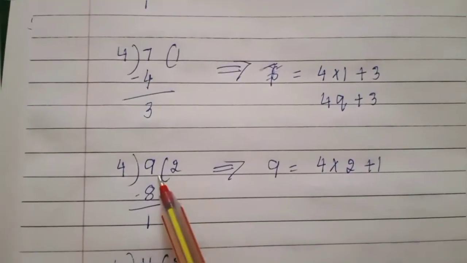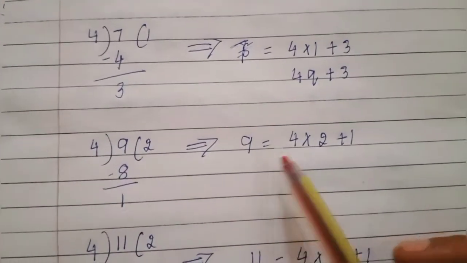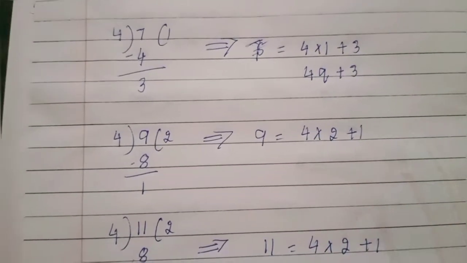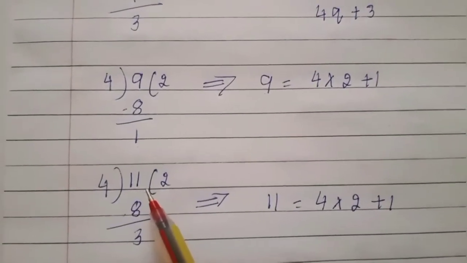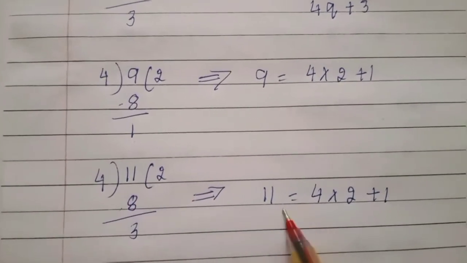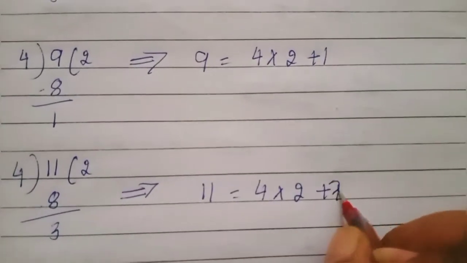Similarly 9, another odd number. 4 2s are 8, remainder is 1. So 9 equals to 4 into 2 plus 1, that is 4q plus 1 form. Next 11. 11 is also an odd number. When you divide it by 4, remainder is 3. So 11 equals to 4 into 2 plus 3 form.